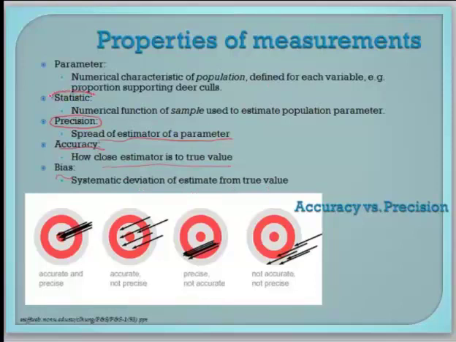Of course, the idea of a statistic itself, that's a numerical function of a sample used to estimate a population parameter, and the parameter is a numerical characteristic of the population. So we might say the proportion of people that support deer culls, for example.